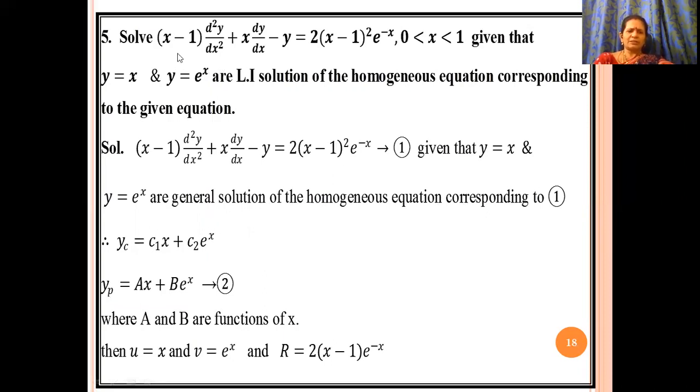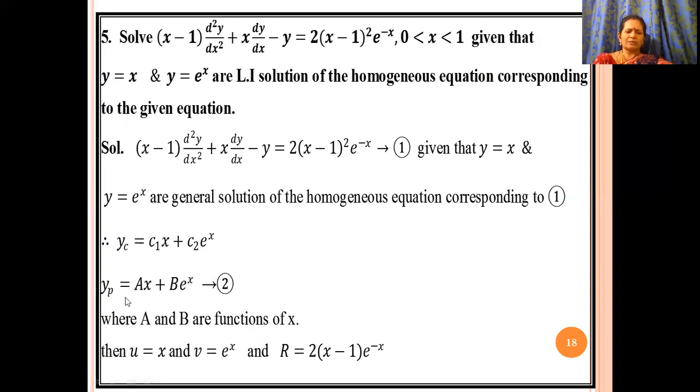This is another method. Solve this differential equation, and some condition is given: 0 is less than x is less than 1. Given that here the complementary functions are given directly, or linearly independent solutions of the homogeneous equation corresponding to the given equation. Okay. So directly we can write down the complementary function. Yc is equal to c1x plus c2 e power x.